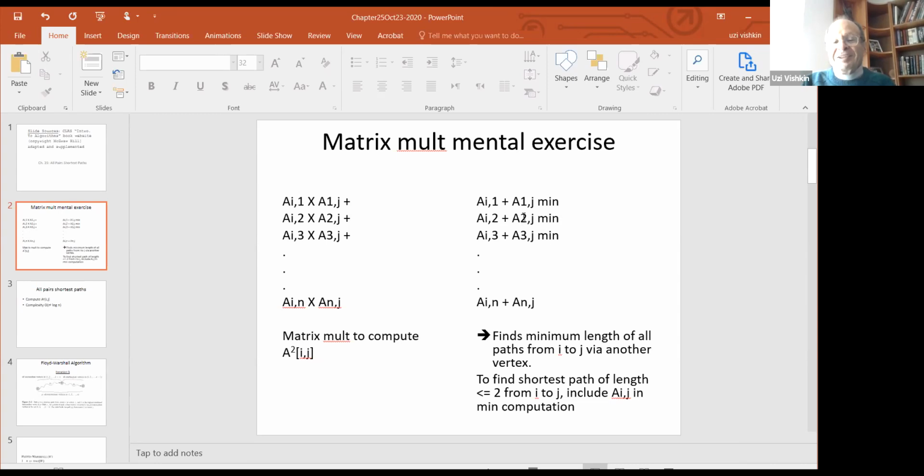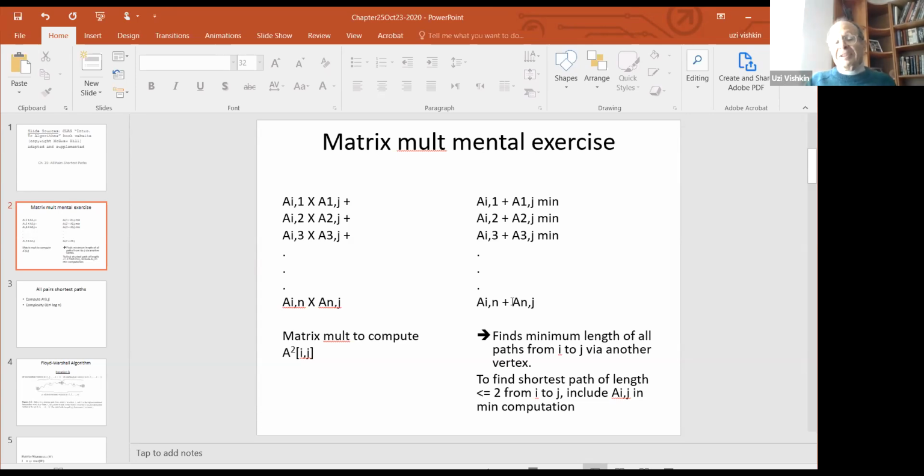Then I have a third possibility. I can go from i to 3, from 3 to j. Is it better? I don't know. I take the minimum. So I take all these n possibilities, and since I take the minimum, I will have the value of the best, the shortest path of length at most 2 from i to j. Just took all the possibilities. Does it make sense?